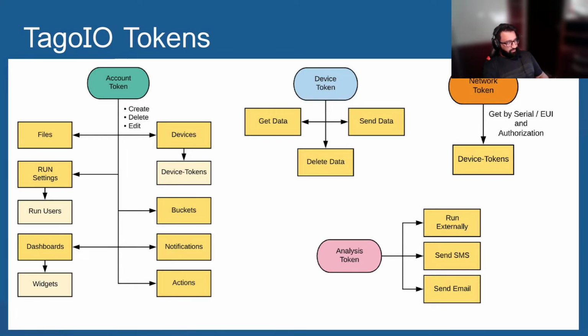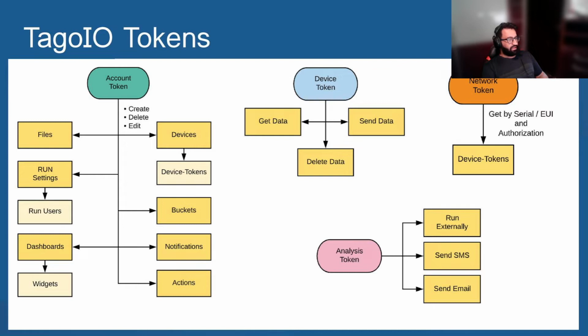Another token that probably many of you are already familiar with is the device token. The device token has much fewer permissions. It can only access one device and is mainly used to get data or store data or even delete data from the device. There are a few other API endpoints that you can use as well, like getting configuration parameters, which is very helpful if you plan to have some kind of downlinks using HTTPS, but not using the LoRaWAN service, for example.